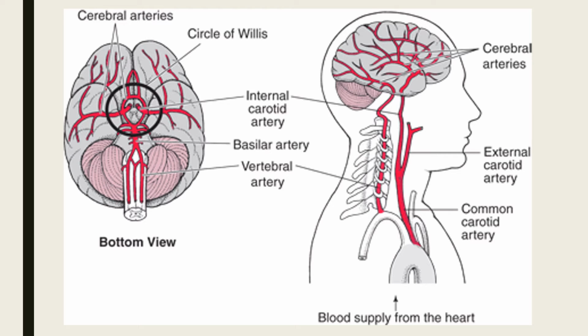The posterior circulation, you'll see here the vertebral artery comes off later on and goes up the spinal column and turns into the basilar artery. This also feeds into the circle of Willis and is a backup to the anterior circulation, but it also supplies the midbrain and the cerebellum with blood.